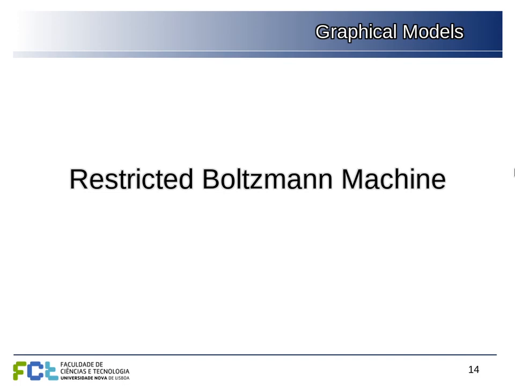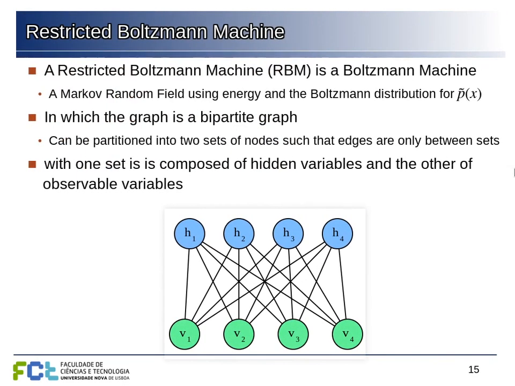Okay, so let's look at the specific type of Boltzmann machine. Remember, a Boltzmann machine is a Markov random field that uses that energy, e raised to minus the energy, as the unnormalized probability distribution. A restricted Boltzmann machine is a Boltzmann machine that is a bipartite graph which separates the variables that we can observe, the observable variables, and a set of variables that we cannot observe, the hidden variables.